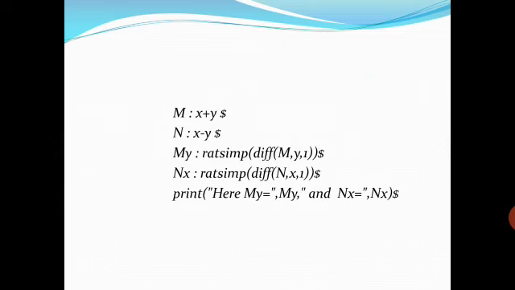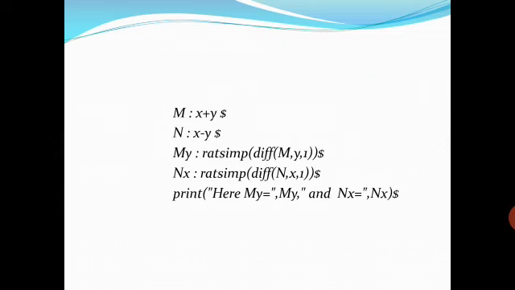Next. In the last slide, I told M dx plus N dy is the differential equation. So we obtain the differential equation like that. In that, M is x plus y, put the dollar symbol lastly. N is x minus y, put the dollar symbol lastly. My means the first order partial derivative of M with respect to y, is ratsimp of diff of M comma y comma 1, close the brackets, put the dollar symbol lastly.